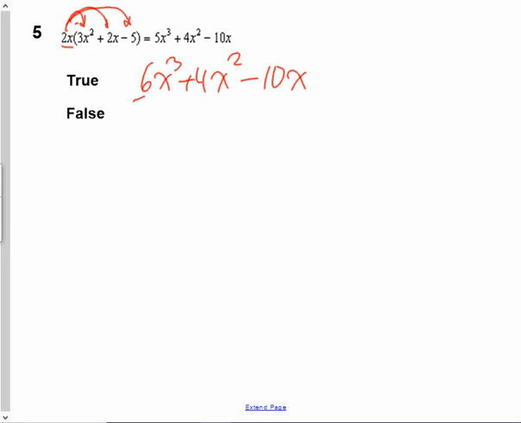And when we look here, my coefficient here is not the same. So in the 2x times 3x, they added the coefficients instead of multiplying them. So therefore, the answer is false. It should be 6x cubed, not 5x cubed.